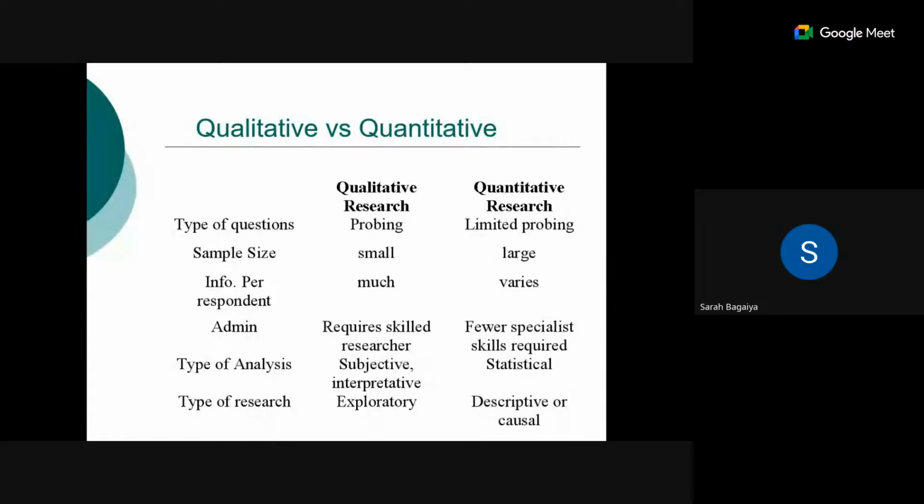Then for the administration required, qualitative research requires skilled researchers, while quantitative research requires fewer specialists or skills because it's more direct. Then types of analysis: for qualitative research, the analysis is usually subjective or interpretative, while for quantitative research, the analysis is usually statistical. Types of research: qualitative research is usually exploratory, while quantitative research is usually descriptive or causal. So at this point, I don't know if we have any questions.